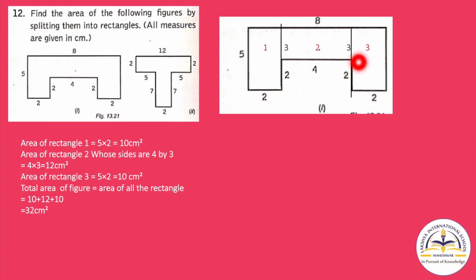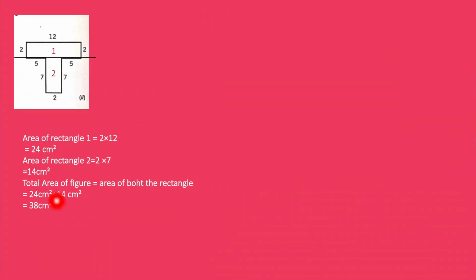Now the area of rectangle 3, this is the third part, that will be equal to 5 multiply 2. 3 plus 2, that is 5, and this one is 2. So 5 multiplied 2 equals 10 centimeter square. So the total area of figure will be the area of rectangles, that is 10 plus 12 plus 10. So that will be equal to 32 centimeter square. Now question number 2, you have to solve in the same manner.